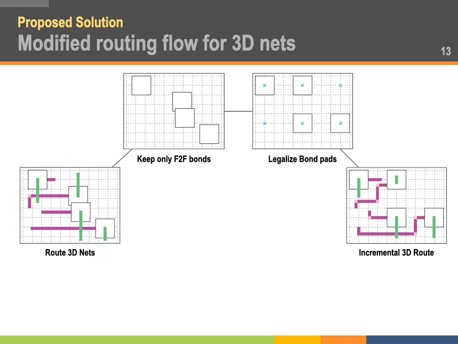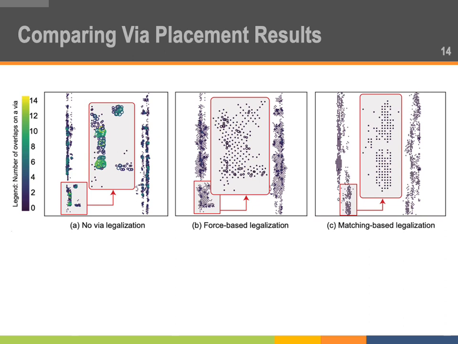Quickly comparing the placement results, what we see here is first, no via legalization, then the second one is with force-based legalization, and finally the bipartite matching legalization. The design that we use here is an application processor implemented in a 28 nanometer technology node using a 5 micron 3D hybrid bonding via. The 3D design is of a memory-on-logic type, where memory macros corresponding to L2 cache are placed on one tier, and all the other cells are placed on the top.